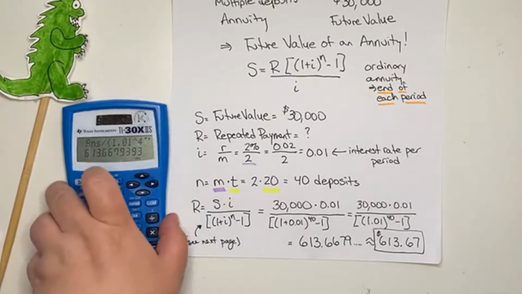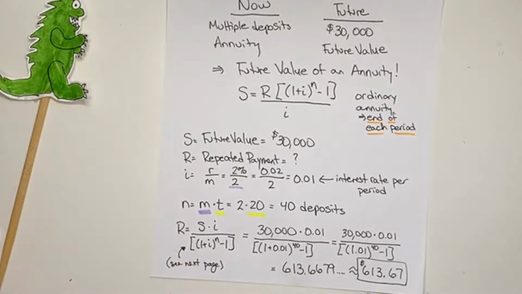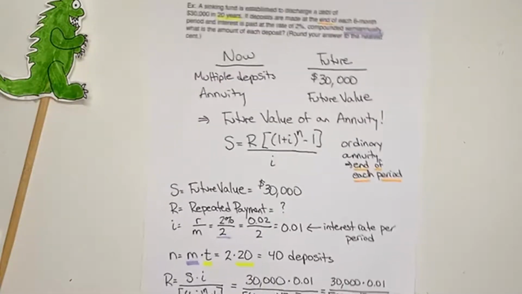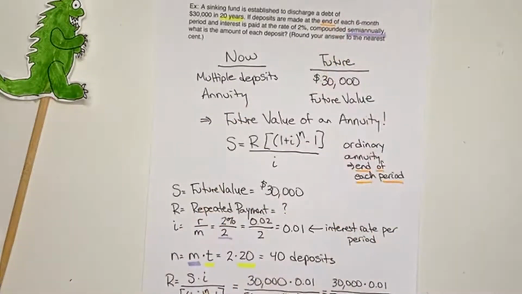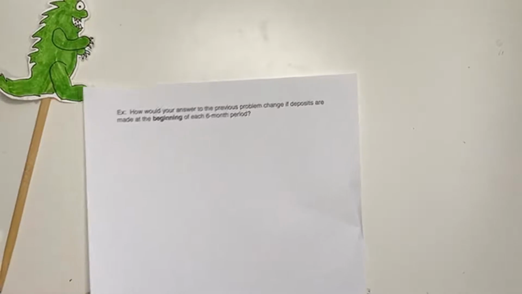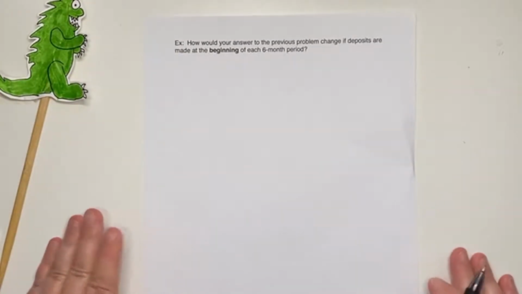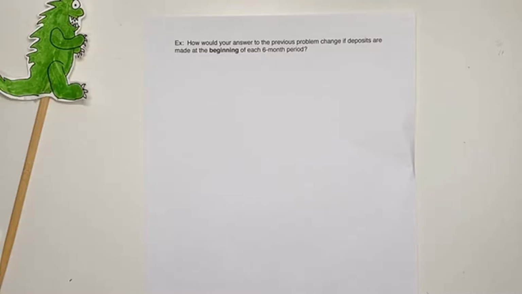Okay. So what I want to do is show you, because it's a fair question, well, what if instead of doing it at the end of each 6-month period, we did it at the beginning? Is that going to benefit us at all? So how would your answer to the previous problem change if deposits are made at the beginning of each 6-month period?